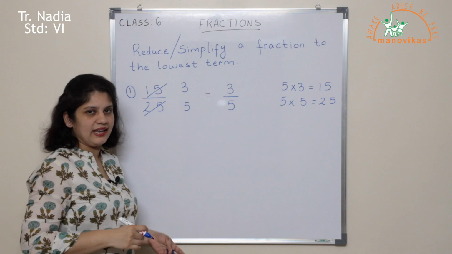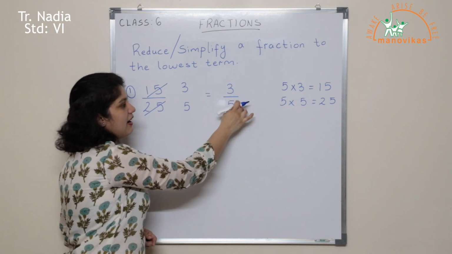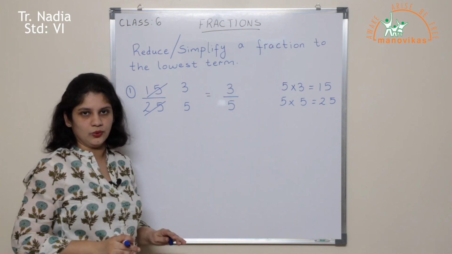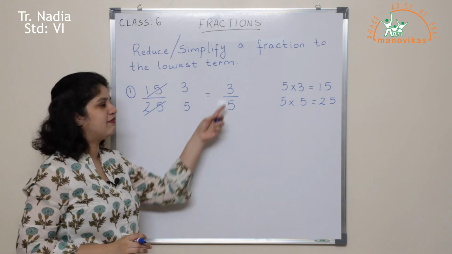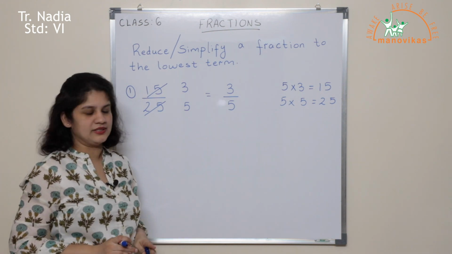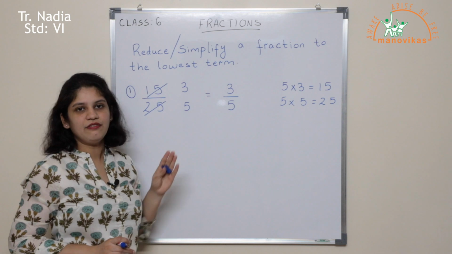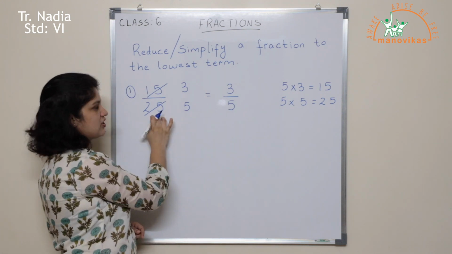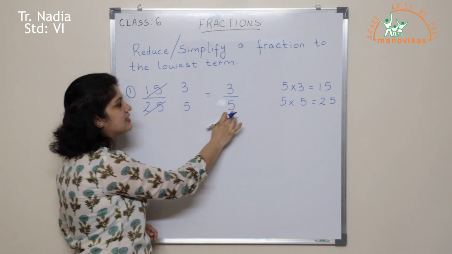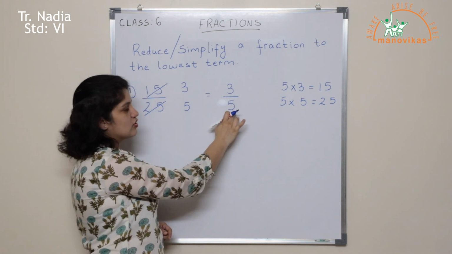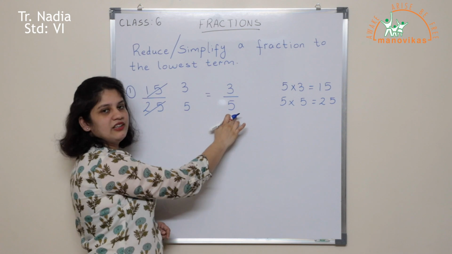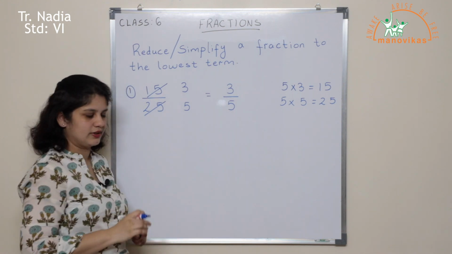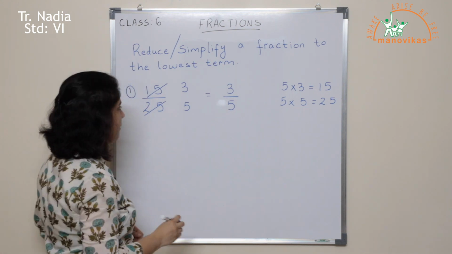Now can you think of any other table where 3 and 5 both appear? No. There is no table in which 3 and 5 will appear as multiples. So I cannot reduce it any further. So we say 3 upon 5 is this fraction 15 upon 25 in its lowest form. So this is a reduced or simplified fraction that I have got. Let us take another example.